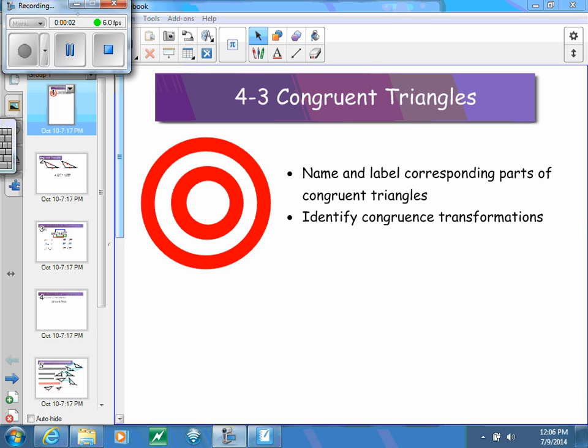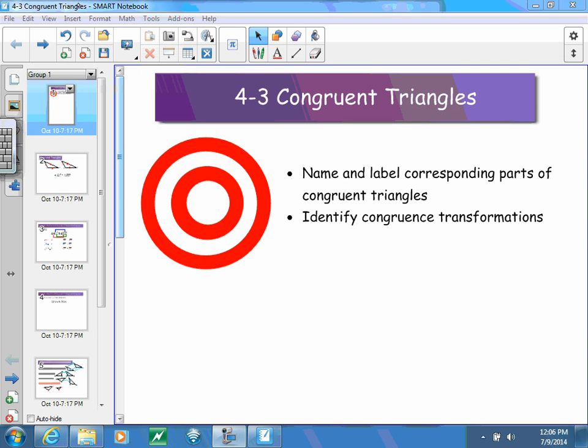Hi, chapter 4 is all about working with congruent triangles, and what we're going to be doing over the next couple sections is trying to prove if two triangles are congruent to each other. So what we need to be able to do by the end of today is to name and label corresponding parts of congruent triangles, and then also look at some congruent transformations that are available too.